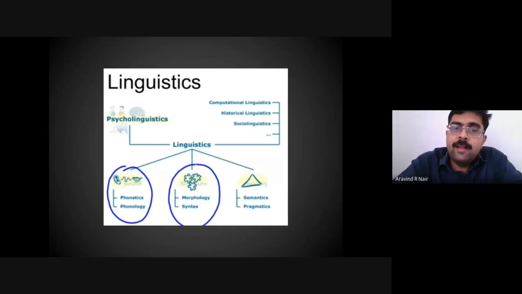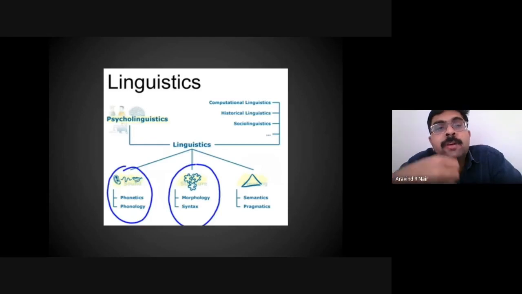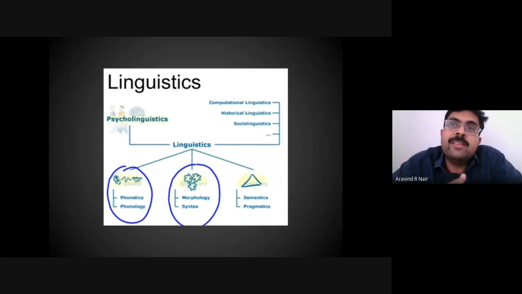Okay. So psycholinguistics is a rather new area of linguistics, which has come into being only in the last century or so, right? Because it is only in the last century that we have had techniques and methods by which we can actually study the human brain. So before that, the human brain was a big mystery.